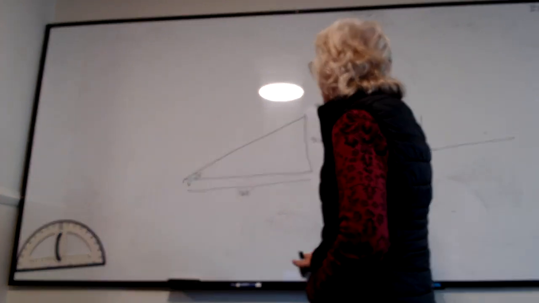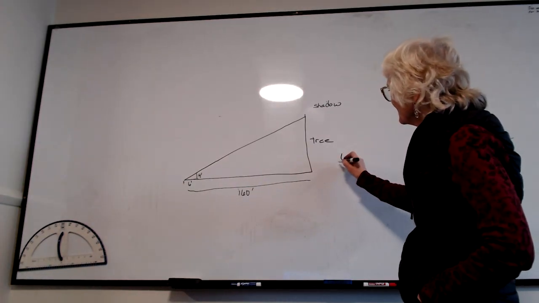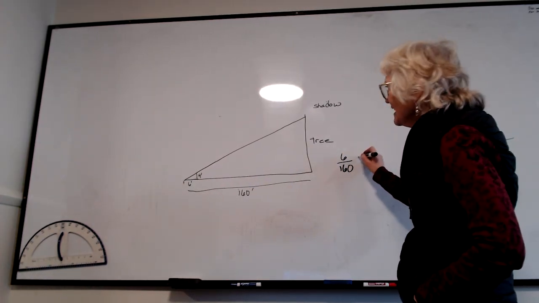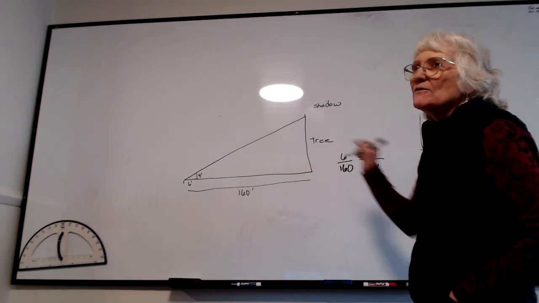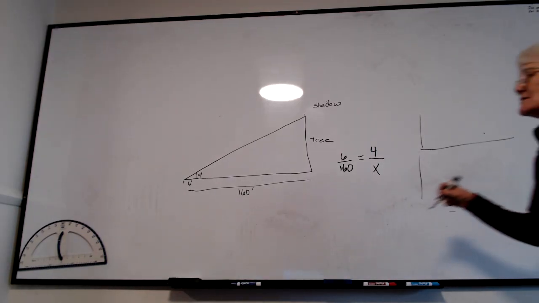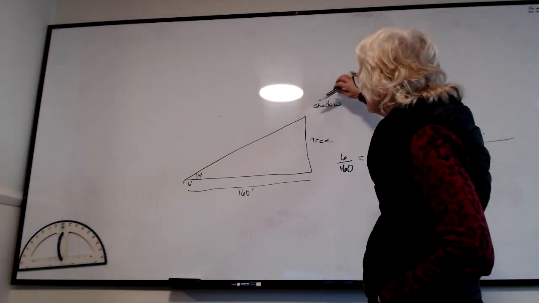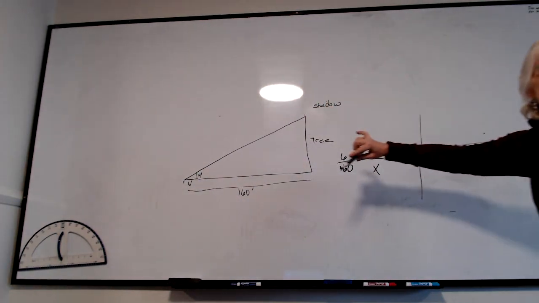Anyway, because these are ratios, you could do 6 to 160 equals 4 to x. You can figure out what the height of the tree is, okay? And the reason that works is because your angle is the same. The sun is shining at the same angle on both things, okay?